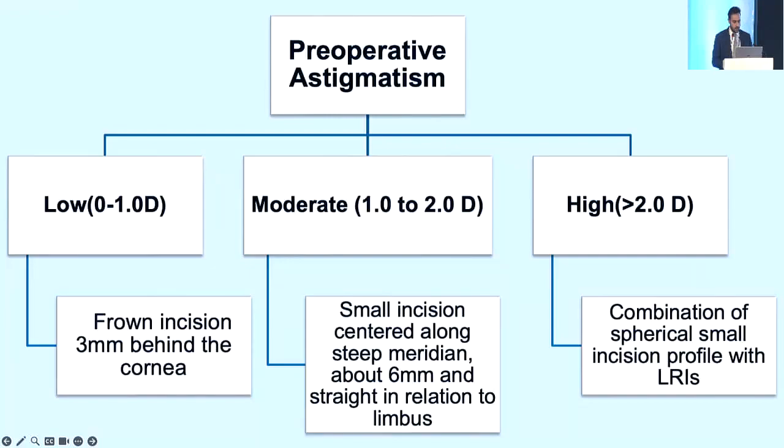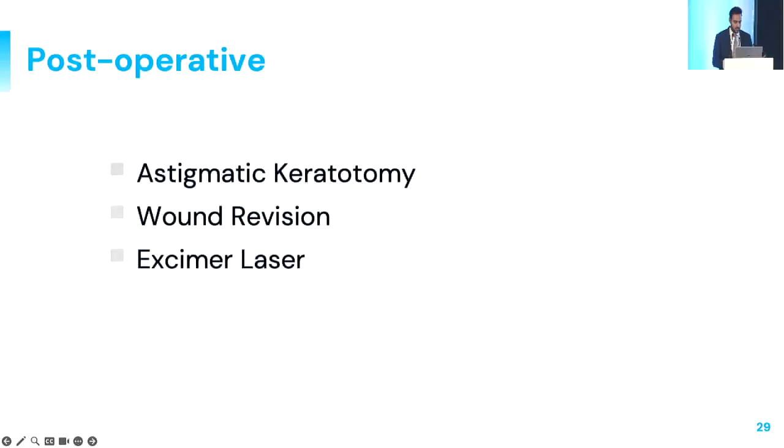So in conclusion, for preoperative astigmatism, if the astigmatism is less than 1 diopter, we can make a frown incision, a normal incision in the astigmatically neutral zone to reduce the surgically induced astigmatism. And in a moderate case, we give a small incision along the steeper meridian, about 6 millimeter, and straight in relation to the limbus, because that will correct higher amount of astigmatism. And in cases where there is higher amount of preoperative astigmatism, we can give a combination of LRIs, opposite clear corneal incisions, and the incision profile. So post-operative, we can manage with astigmatic keratotomy, wound revision, and excimer laser.